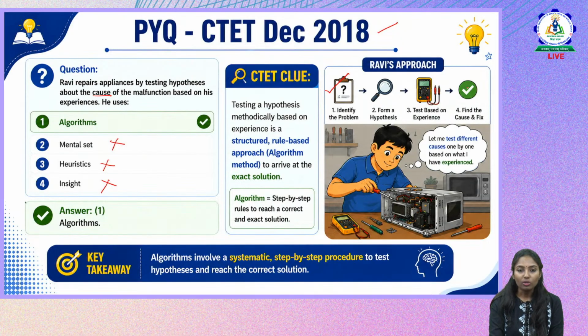It's nothing but here you follow some set of rules or set of steps. And in algorithms, the basic thing is you test your hypothesis or test your assumption. So when that kind of thing is there, the algorithm approaches the answer. So you can remember algorithm as step-by-step rules to reach a correct and exact solution. In this case, we have certain cases like well-defined problems wherein you know the exact problem. So in that case, the algorithm approach can be used very much. So you can remember the algorithm approach as a systematic step-by-step procedure to test hypotheses and reach the correct solution. You can remember it like that.